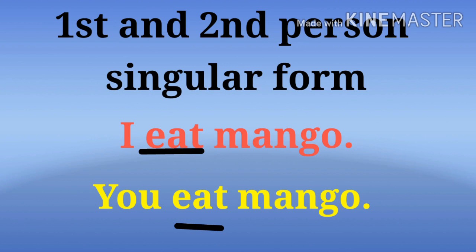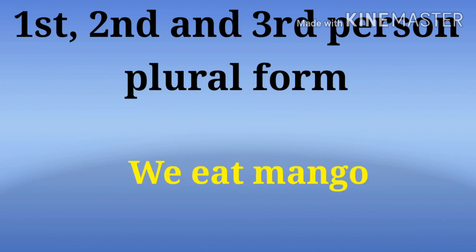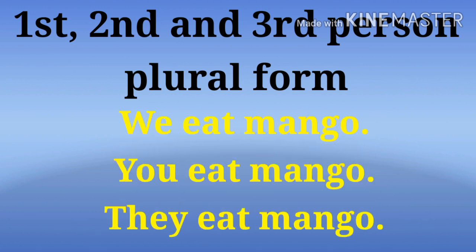In the same way, with all the plural forms, we use present form of the verb. That is, first person plural is we. Example, we eat mango. Second person plural is you. Example, you eat mango. Third person plural is they. Example, they eat mango. Here the verb eat is in present form.